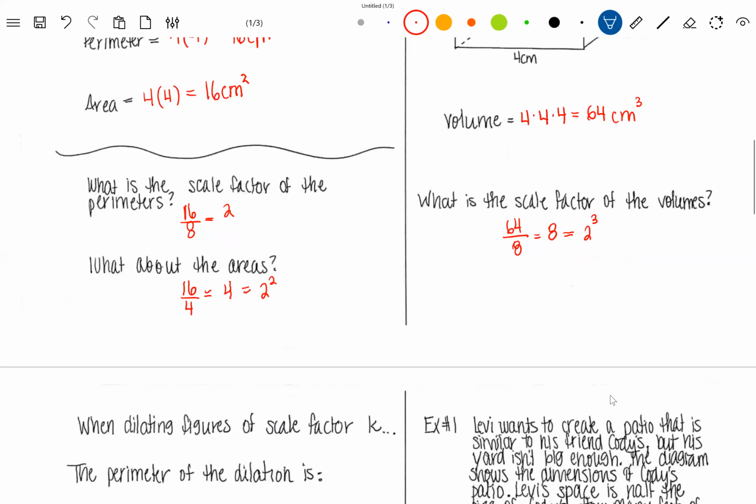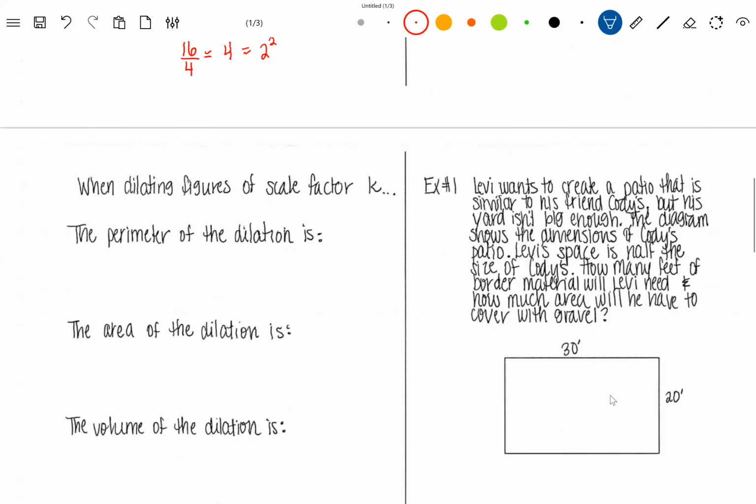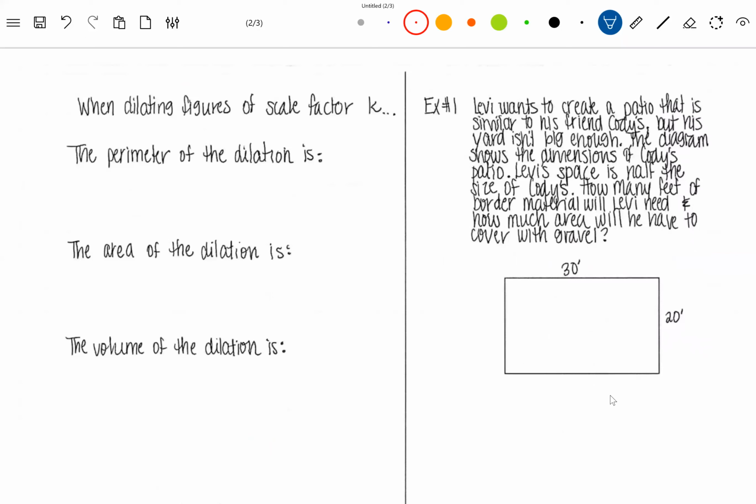So what that means is, when dilating figures by scale factor K, the perimeter has the same scale factor. So the perimeter of the dilation is equal to the perimeter of the original times the scale factor K. Simplified, that looks like P sub D equals P sub O times K.